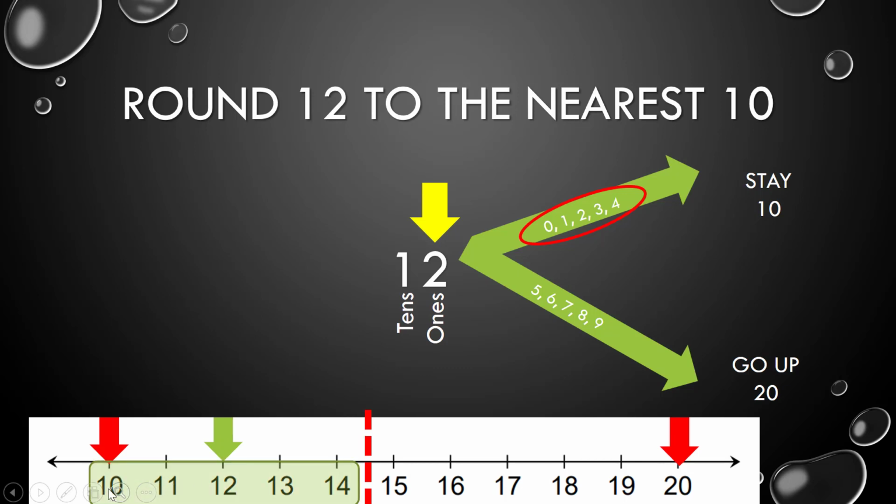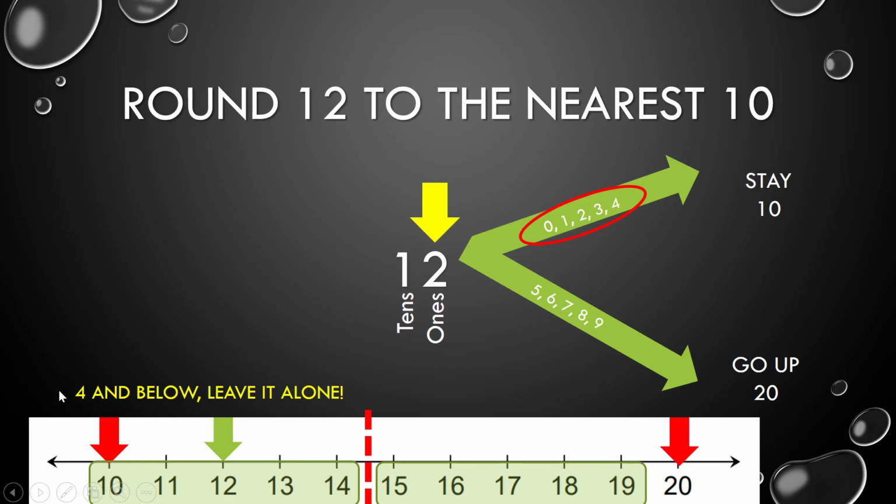Okay, so if we have a 0, a 1, a 2, a 3, or a 4 after our number, those are on the bottom half. So all of these numbers we say are closer to 10. So they would round to 10. If, however, we have a number that ends in a 5, a 6, a 7, an 8, or a 9, then that means that it's closer to 20, so we would round up.